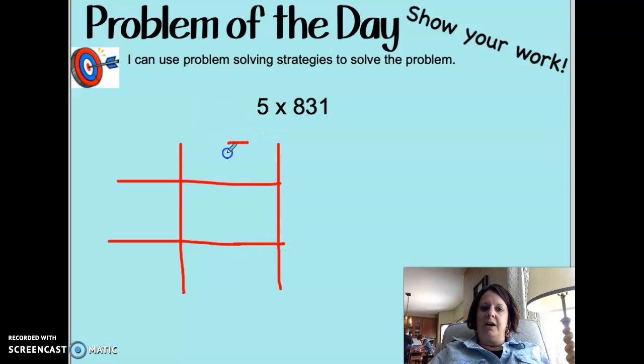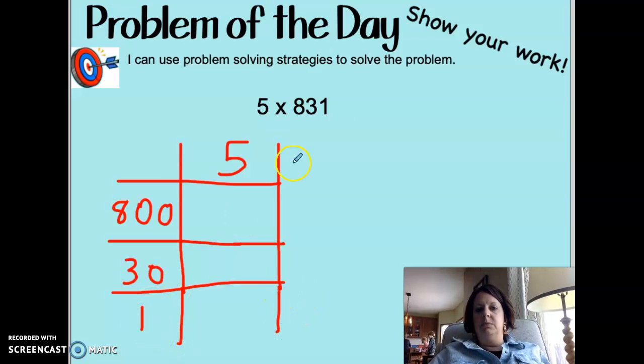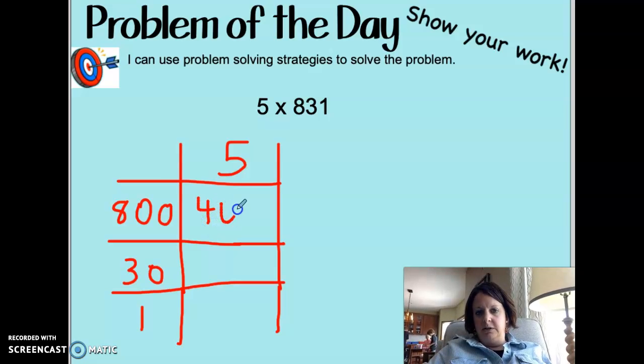Okay, so 5 times, then we need to do the expanded form, 800. Again, it's hard with my finger, sorry. 30, and then 1. So 800 plus 30 plus 1, that's the expanded form of 831. So 5 times 8. 5 times 8 is 40, right? 5 times 8 is 40.